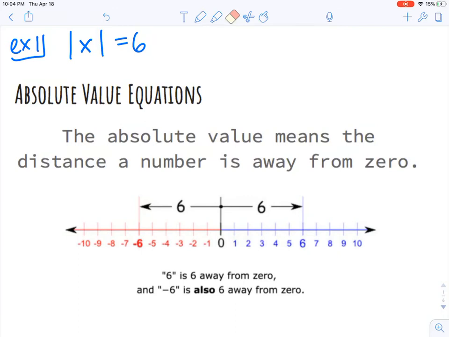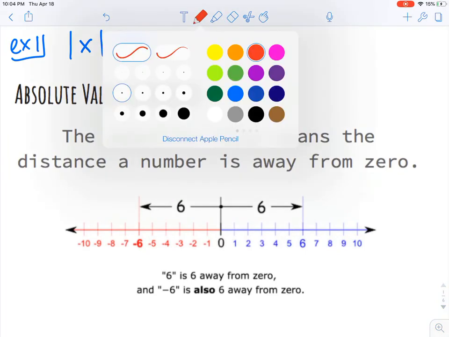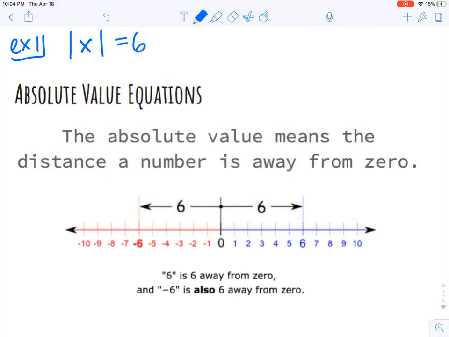Before we talk about the solutions for this, let's talk about the definition of absolute value. Absolute value is the distance to a number from the number 0 on a number line. So on a number line, we have positive numbers that go to the right and negative numbers that go to the left. So if we're looking for which numbers are 6 units away from 0, then we count from 0, 1, 2, 3, 4, 5, 6.